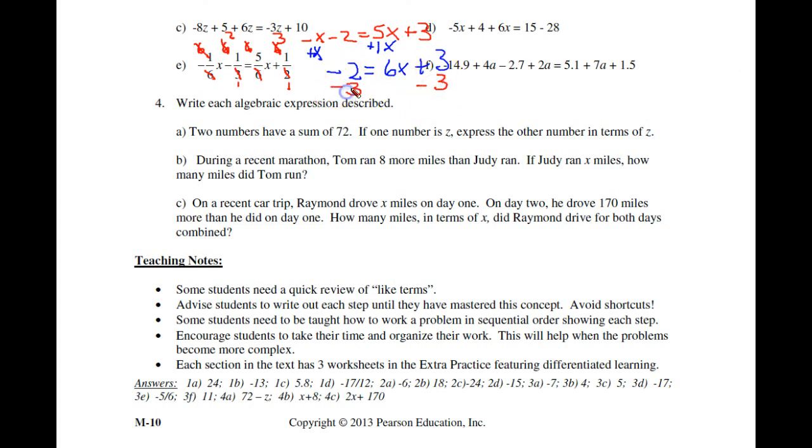Subtract 3. So this cancels out. I now have 6x equals a negative 5. I'm going to divide both sides by 6 now. I get x equals a negative 5/6. And we see that right over here, down at the bottom.